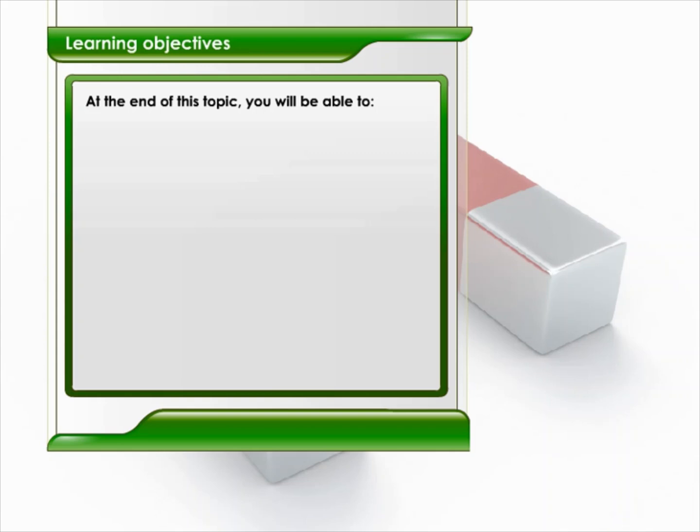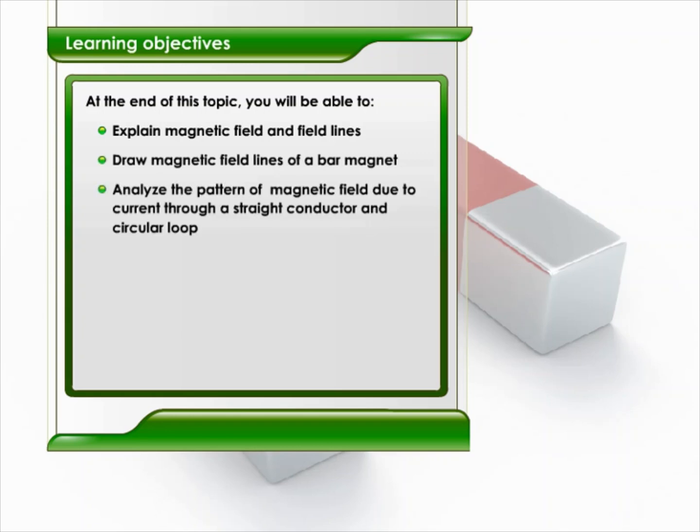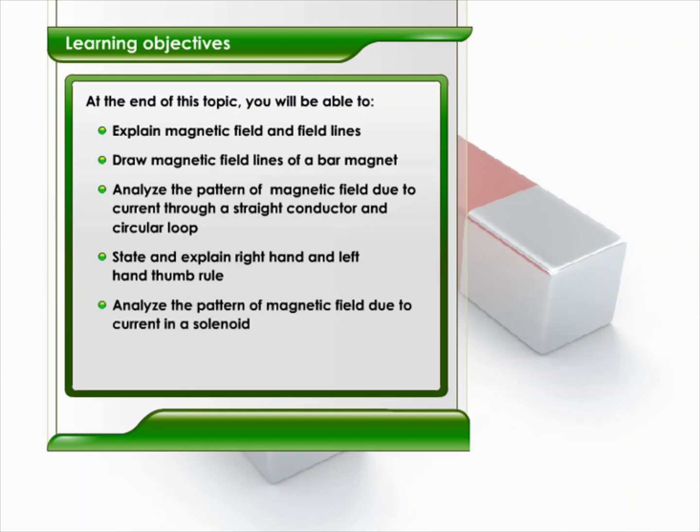At the end of this topic, you will be able to explain magnetic field and field lines, draw magnetic field lines of a bar magnet, analyze the pattern of magnetic field due to current through a straight conductor and circular loop, state and explain right hand and left hand thumb rule, analyze the pattern of magnetic field due to current in a solenoid, and analyze the force on a current-carrying conductor in a magnetic field.